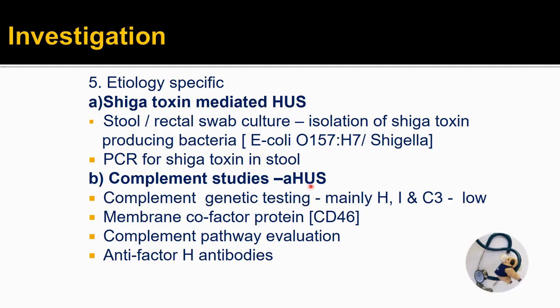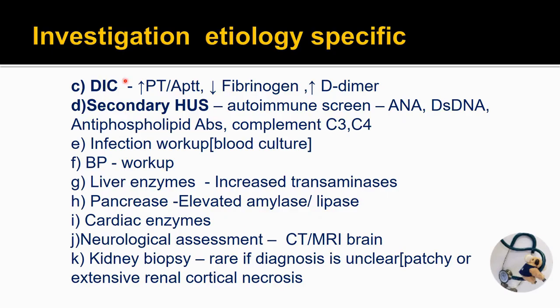And for atypical HUS, complement studies are essential. So complement genetic testing can be done mainly for complement H, I and C3, which will be low. And then membrane cofactor protein CD46 can be tested. Complement pathway evaluation can be done. Anti-factor H antibodies are also assessed or evaluated. DIC is one of the differential diagnoses.